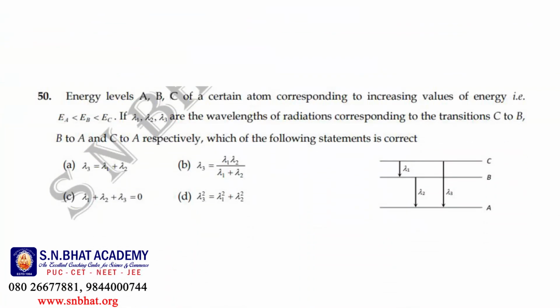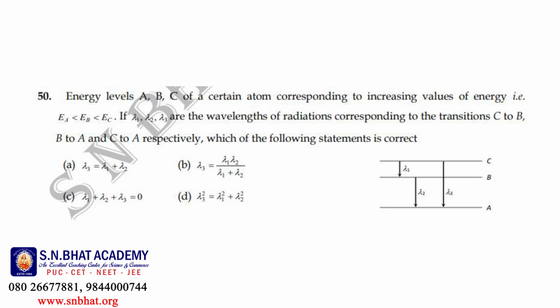Now you come to question number 50. Study the question carefully. The energy levels A, B, C of a certain atom correspond to increasing values of the energy EA, EB and EC. If lambda 1, lambda 2, lambda 3 are the wavelengths of the radiations corresponding to the transitions from C to B, B to A and C to A directly, which of the following statements is correct?